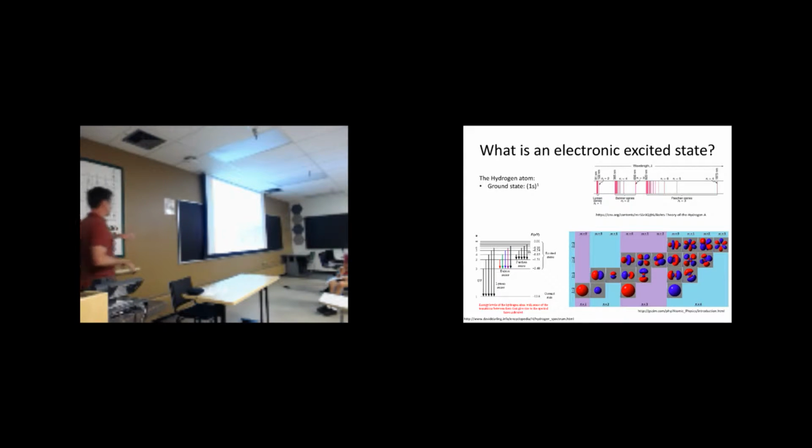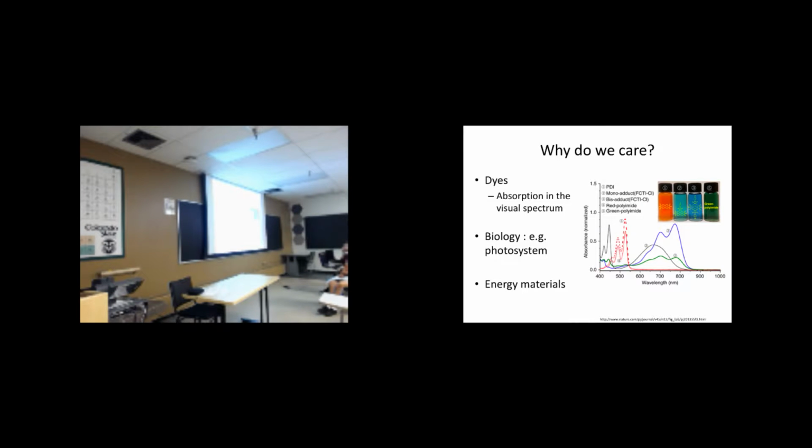Okay, so these are pictures of hydrogen atom orbitals, 1s, 2s, p, and then d type orbitals, and they get more complicated from there. So why do we care about excited states? Color, dyes, those are all coming from electronic excited states. If your dye molecules did not absorb in the visible, they wouldn't have a color.